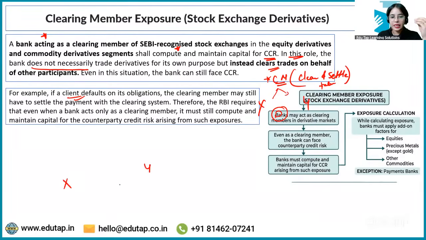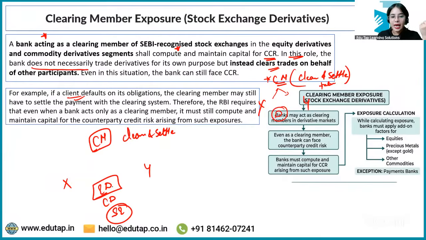So X and Y came into an equity derivative contract or commodity derivative contract. Now these contracts are through the stock exchanges. So in the stock exchanges, when you are doing a contract, there is a clearing member that clears and settles the trade. Now, what if you came into an equity derivative contract and the other party is defaulting? Who will take the responsibility?